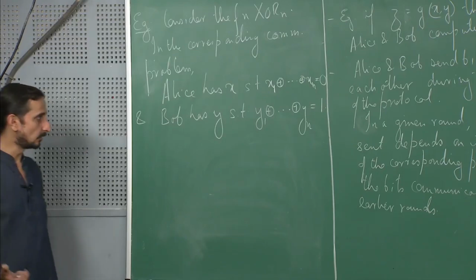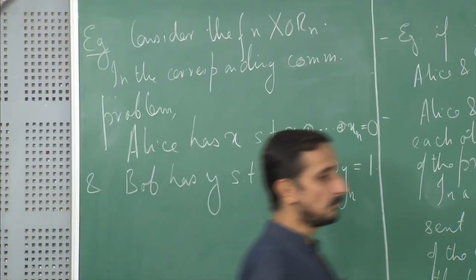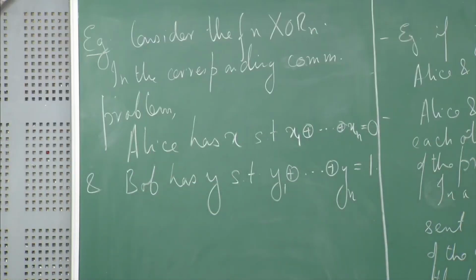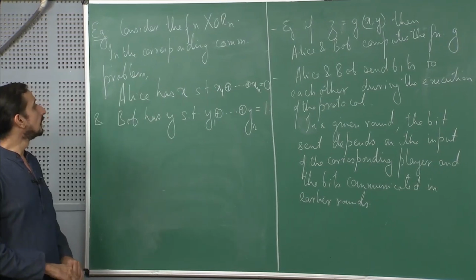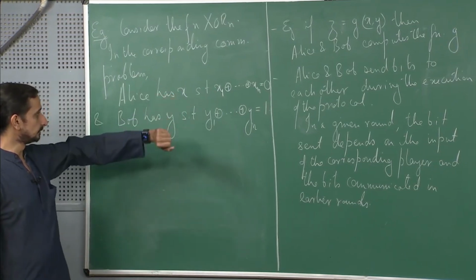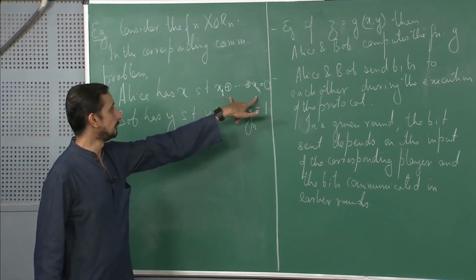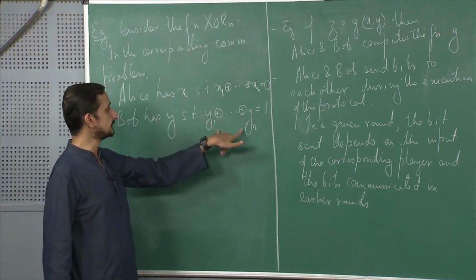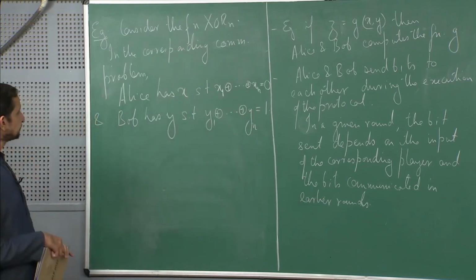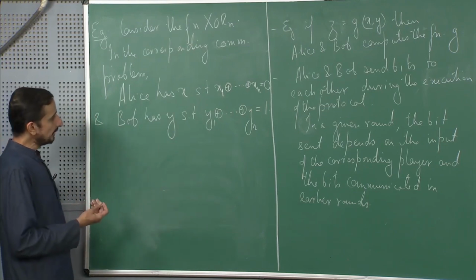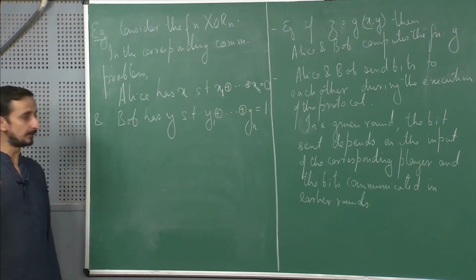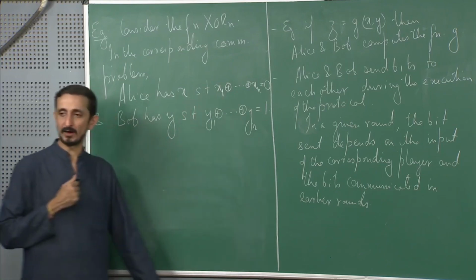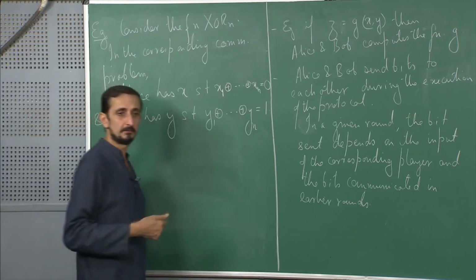Okay, so both Alice and Bob have two strings. Because they must be different, this one belongs to the inverse of 0 and this belongs to the inverse of 1, right? So Alice has this, and now they have to communicate among themselves and find out a bit on which x and y differ. Okay, so how do they proceed?